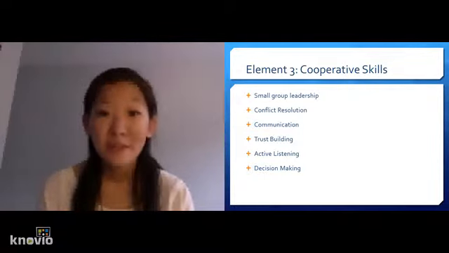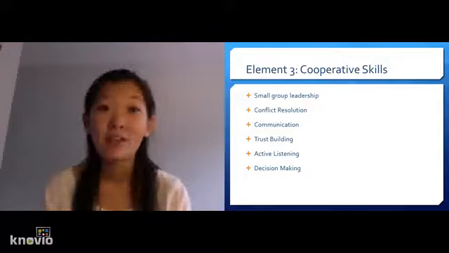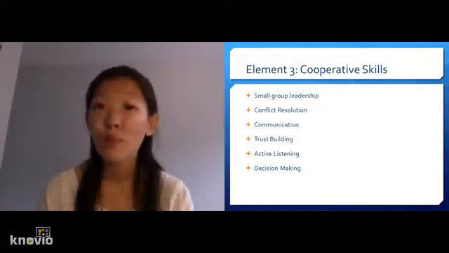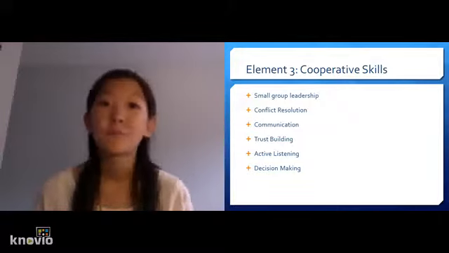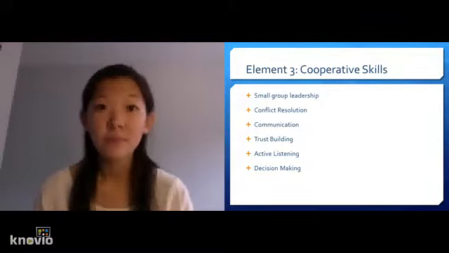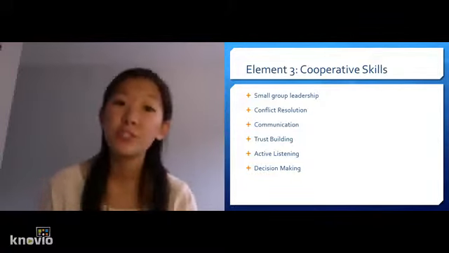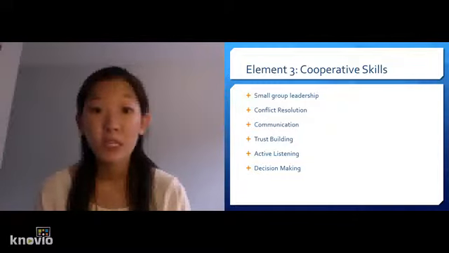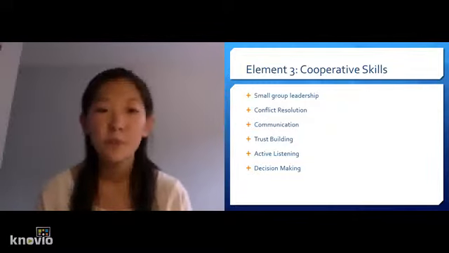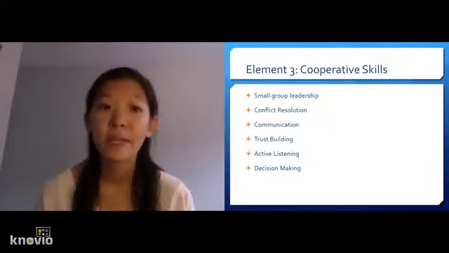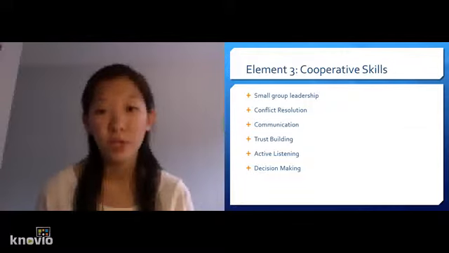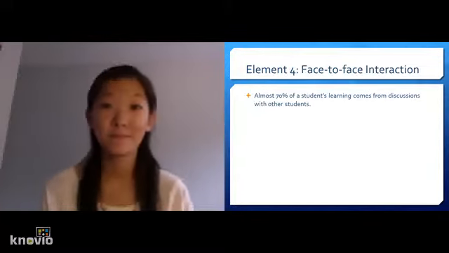The third element is cooperative skills. This refers to the skills that are either taught to the students before the group work begins, or these are skills that are developed through the group work. Skills such as small group leadership, conflict resolution, communication, trust building, and many other interpersonal skills are strengthened through cooperative learning groups. And as the group becomes more skillful, their achievement will go up.